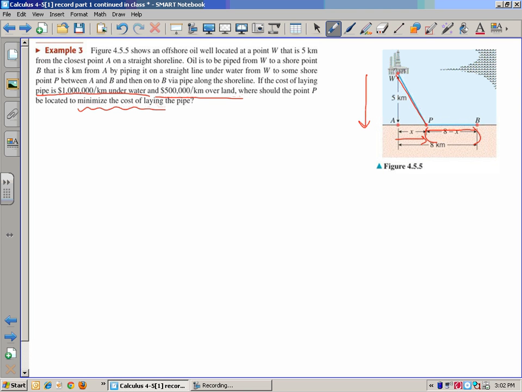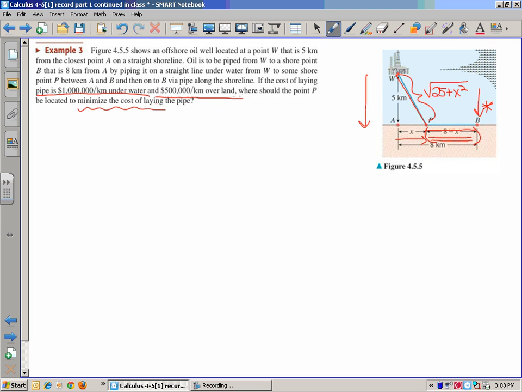excuse me, according to the problem, it says oil is to be piped from W to a shore point B. We need to get oil right here. That's where we're trying to get the oil to, okay? So in order to do that, we need a couple of equations. And the first equation we need is to figure out what this distance right here is going to be, okay? And so we know how long it is going to be underwater. And I'm going to cheat. I'm just going to give you the answer. That's going to be the length of the hypotenuse, or the length underwater. And we also know that it's going to be 8 minus x along the shoreline.